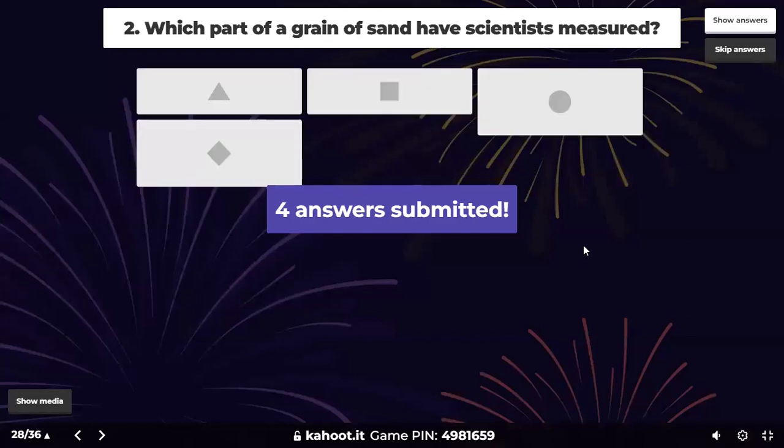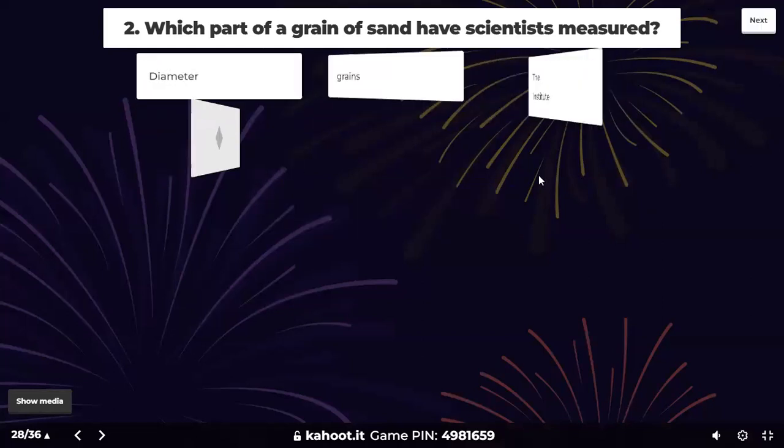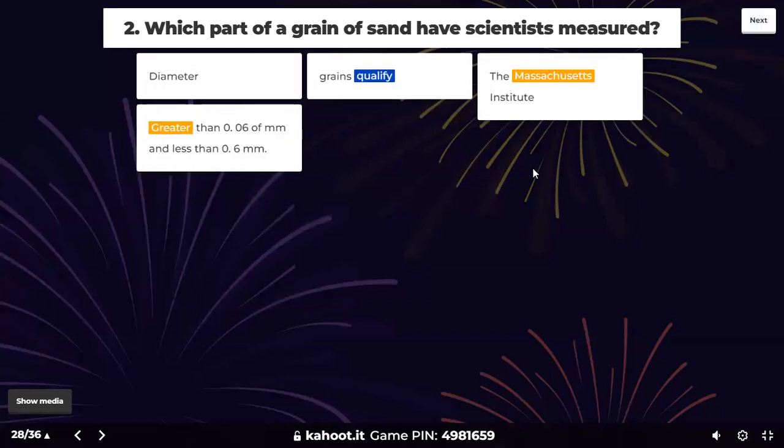Okay, we have 4 answers submitted. My goodness, it took you so long this time. Now I'm going to show the answers. Here we have diameter, grains qualify, the Massachusetts, and the greater.